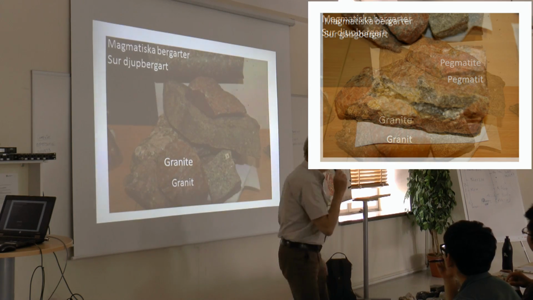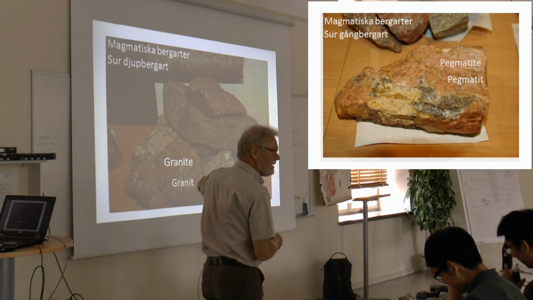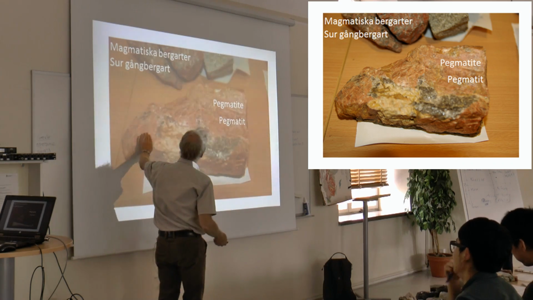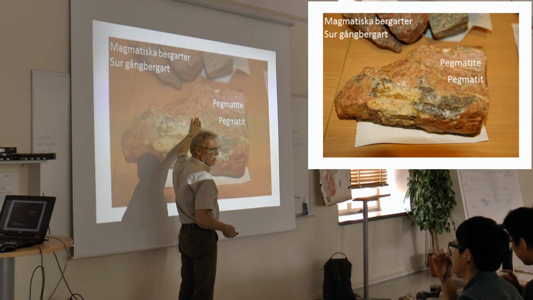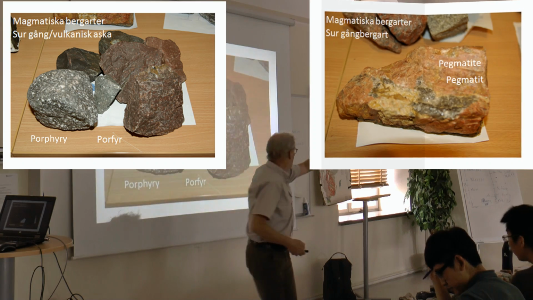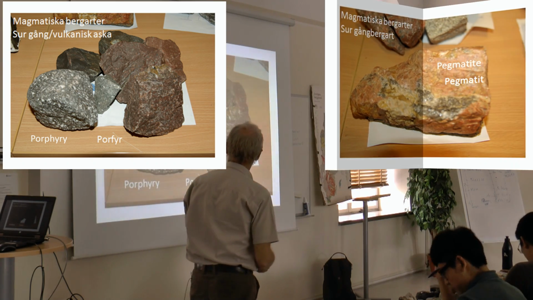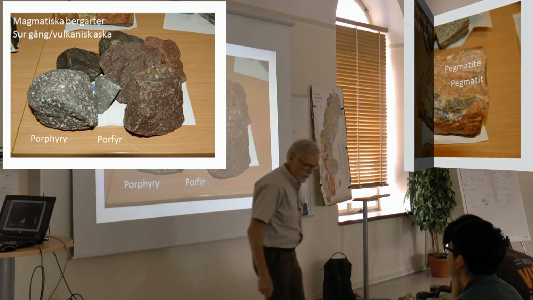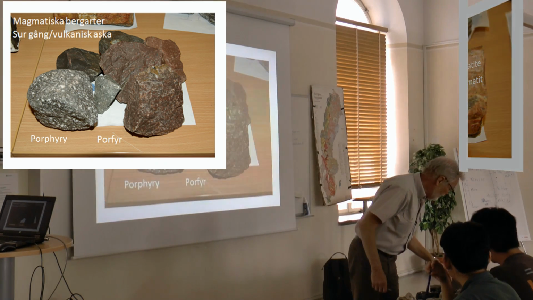Okay, we got it. This is the granite areas. And this is the pegmatite, and this is the vein of granite, and this is the porphyry. This porphyry here is a young one.